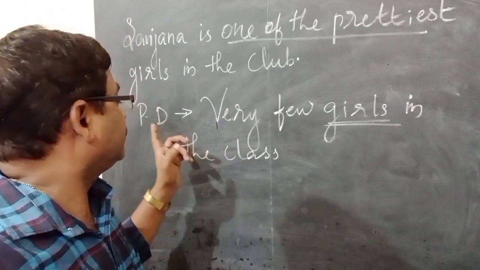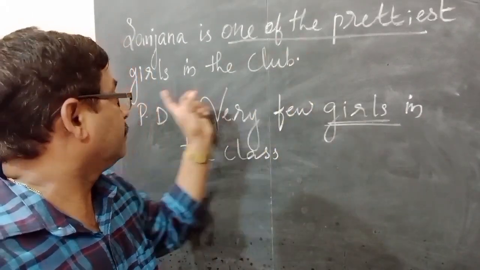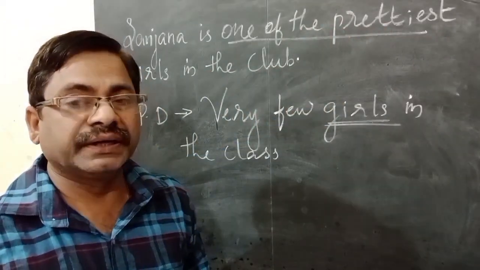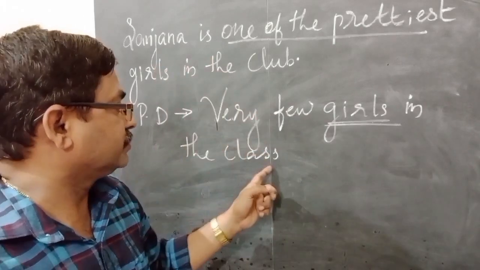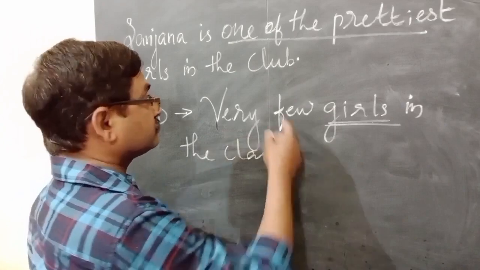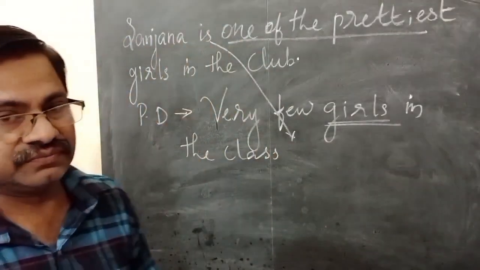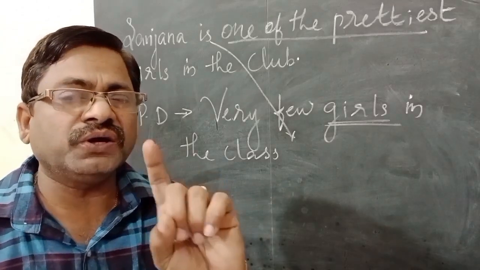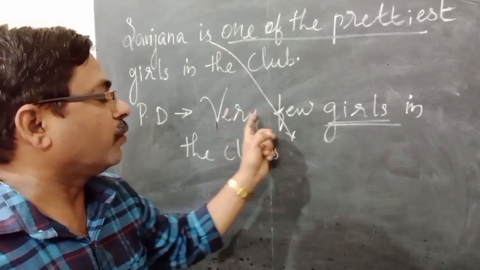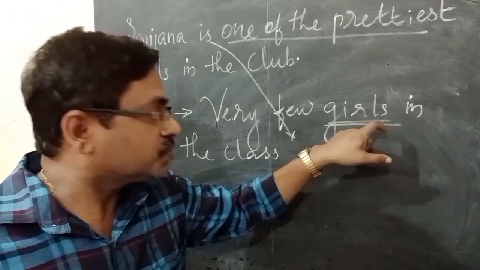So your positive degree should be started with very few, and this is followed by the remaining part of the sentence after the superlative degree. Very few girls in the class. After completing the sentence, we have to use the verb. What is the verb here? Is. But we should not use the singular verb is here because our subject is very few girls. So this is plural.